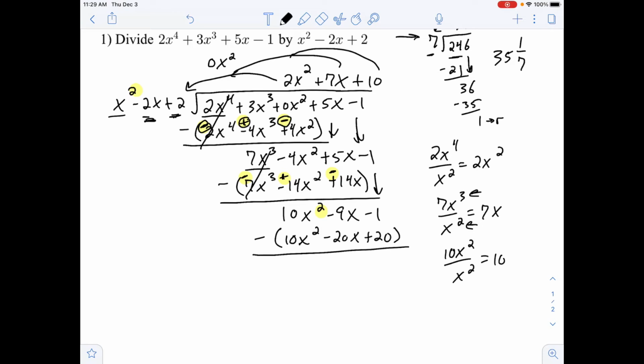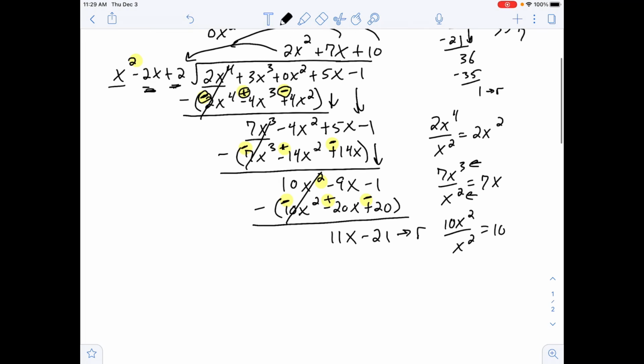And then we're going to change our signs. So minus, plus, minus. So this goes away. Negative 9x plus 20x is 11x. And then negative 1 minus 20 is minus 21. So this is our remainder.